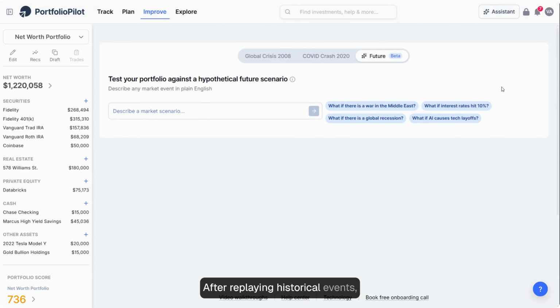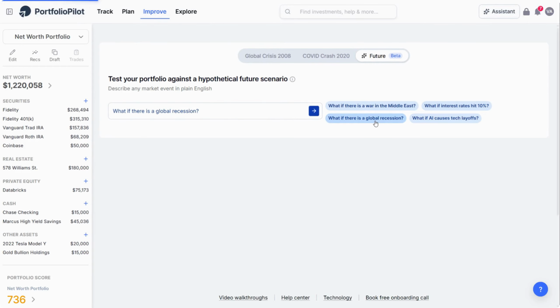After replaying historical events, Future lets you describe almost any market scenario in plain English. Many investors use this whenever they're worried about something they've seen in the news. Simply describe the event you want to test, and PortfolioPilot estimates how your portfolio could respond. You can run these simulations against your entire net worth portfolio, a specific group of accounts, an individual account, or even a draft portfolio using the portfolio selector.